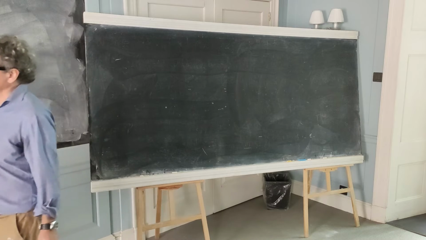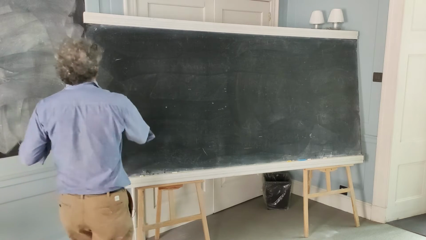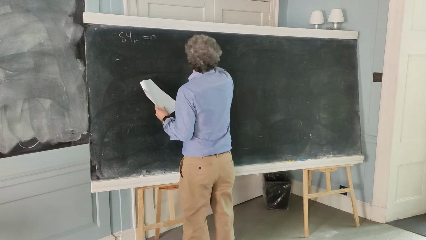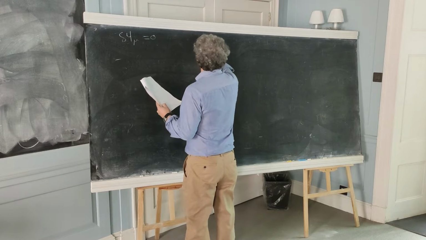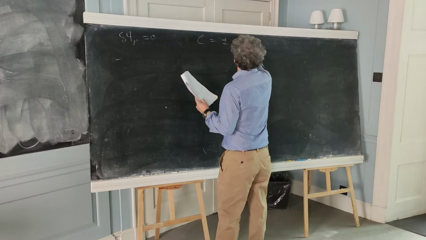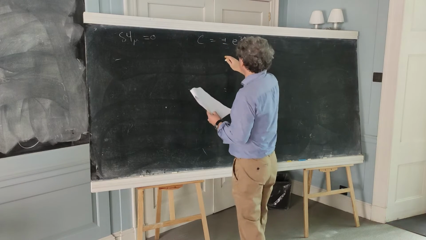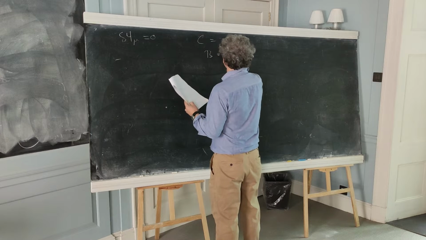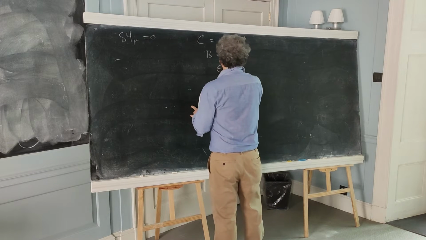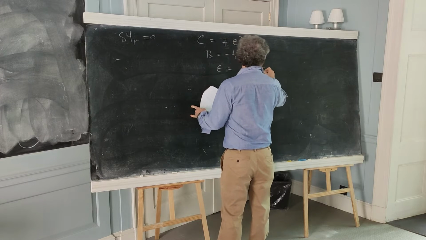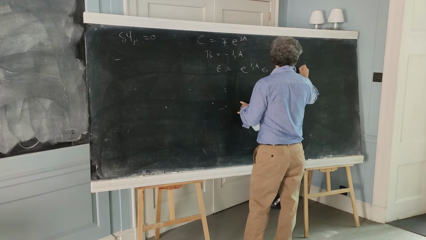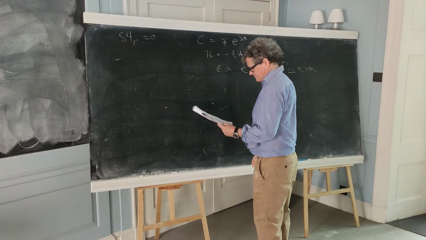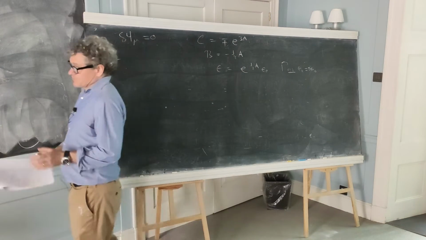So we have solved delta. That gave us what? I'll just write it down. C is plus or minus e to the 3a, or minus or plus, apparently. B is minus a half a, and our epsilon, that's our solution. This isn't enough to solve the equations of motion, it turns out.